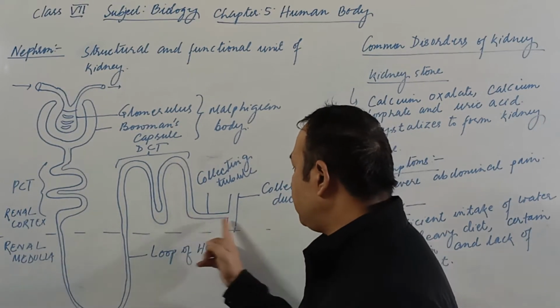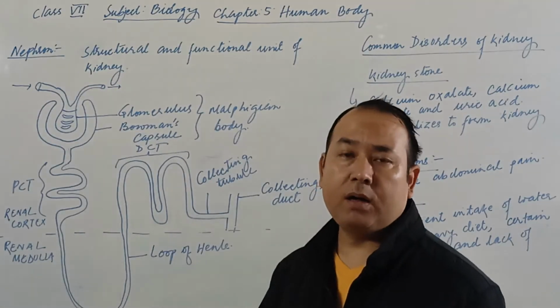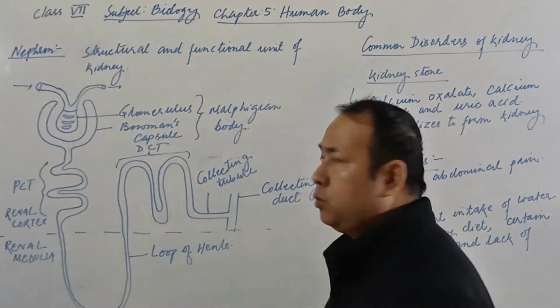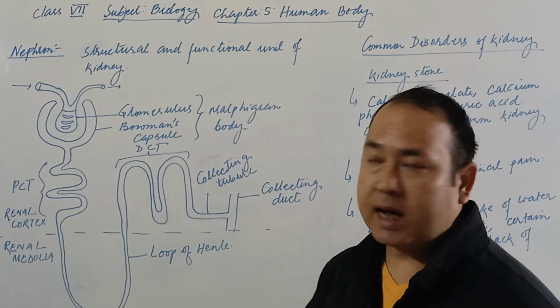And then later it becomes straight. This straight ending part of the nephron is called collecting tubule, which opens into a duct which we call as collecting duct.